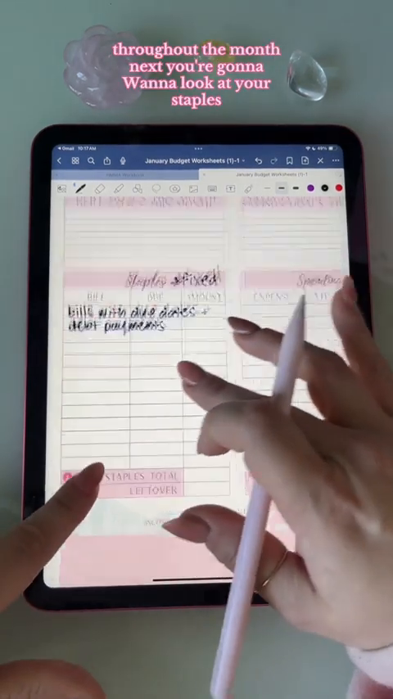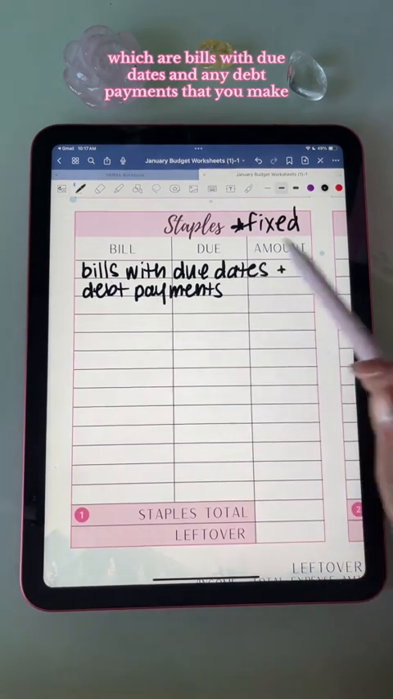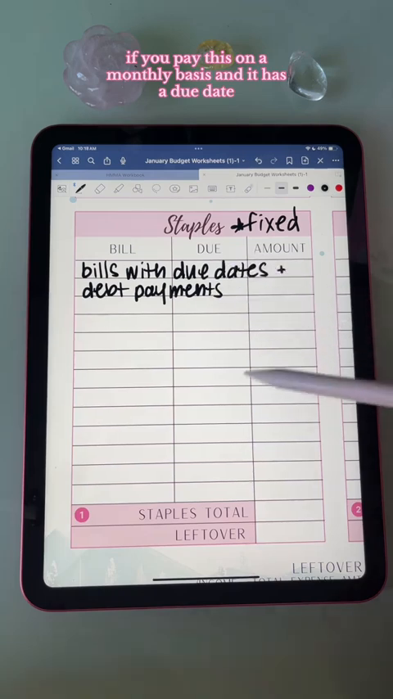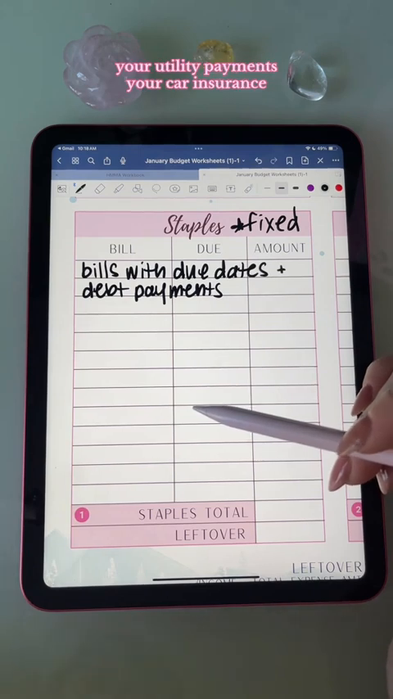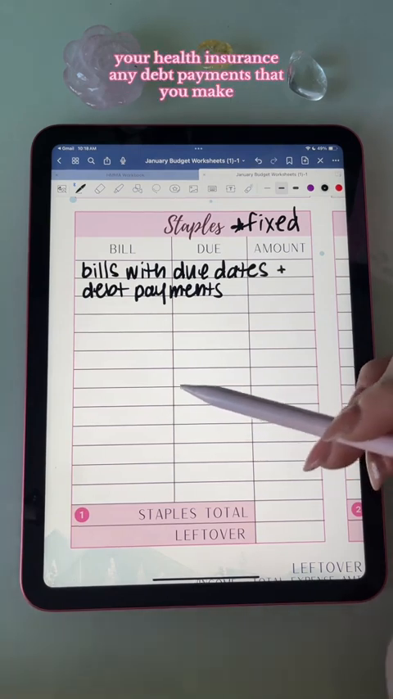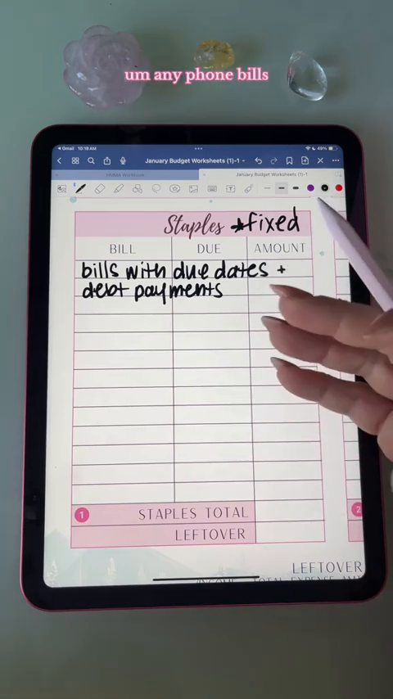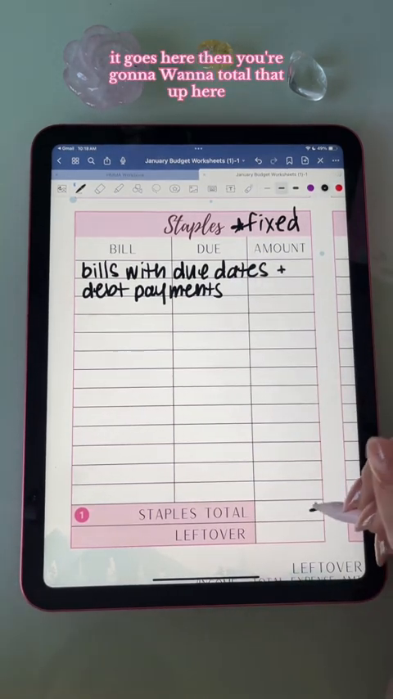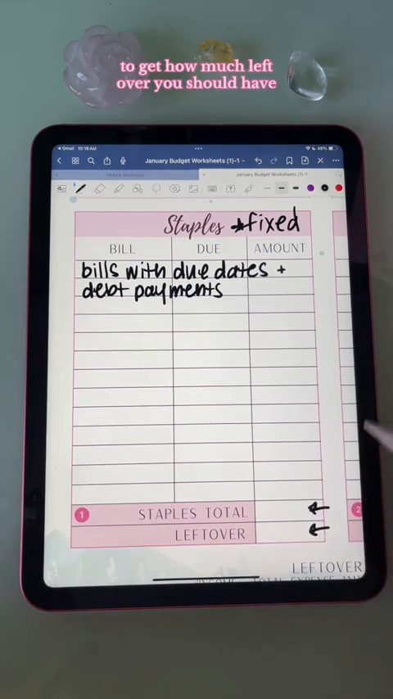Next, you're going to want to look at your staples, which are your fixed expenses, which are bills with due dates and any debt payments that you make. If you pay this on a monthly basis and it has a due date, it goes here. Some examples would be rent or mortgage, your utility payments, your car insurance, your health insurance, any debt payments that you make like credit card payments or loan payments, any phone bills, anything like that. If it has a due date, it goes here. Then you're going to want to total that up here, and you're going to want to subtract that total from your income to get how much left over you should have.